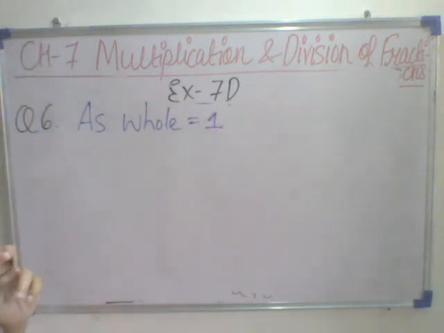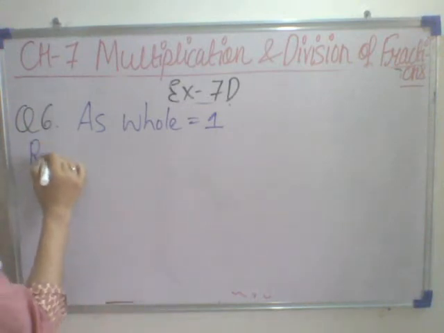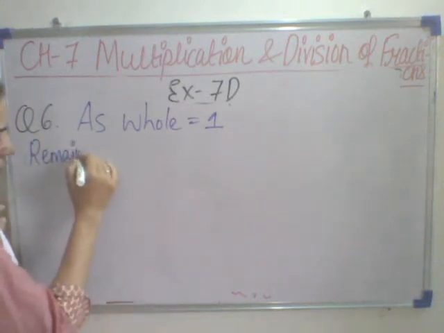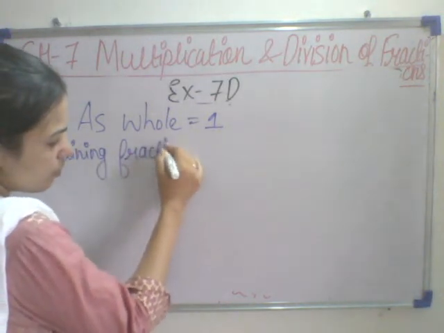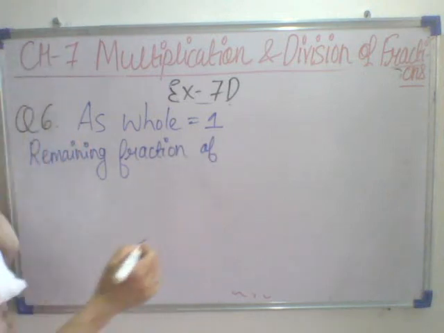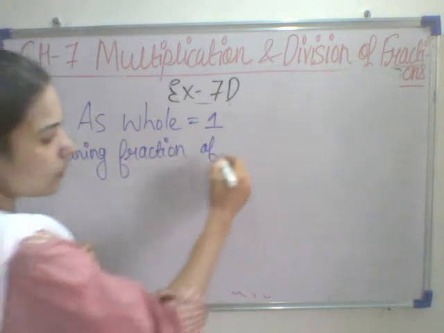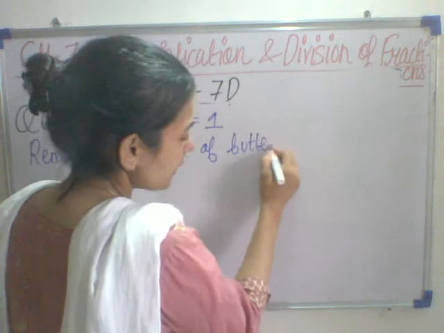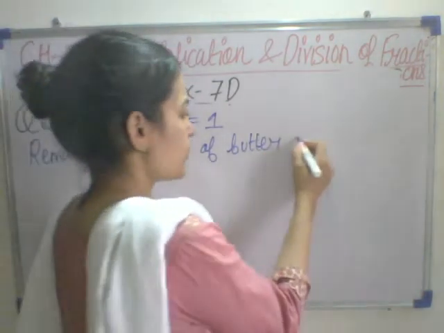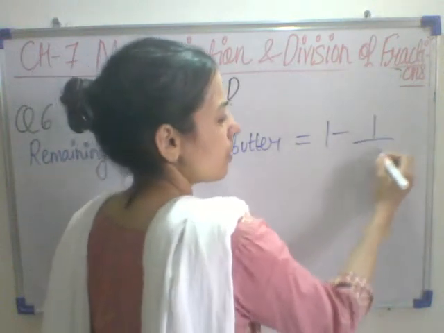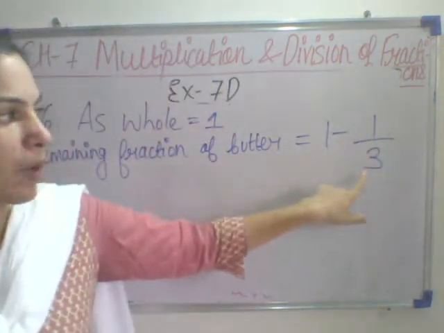Okay, now what is given in the question? Anjali uses 1/3 of a stick of butter in making sauce. So we have to find first of all the remaining fraction of butter. We have to find the remaining fraction of butter which is used in making sauce. So that will be 1 minus 1 upon 3.